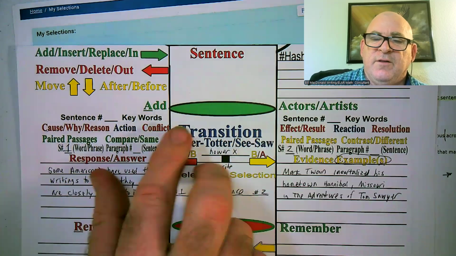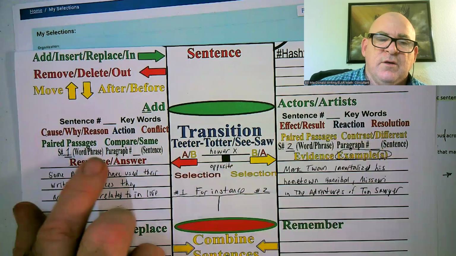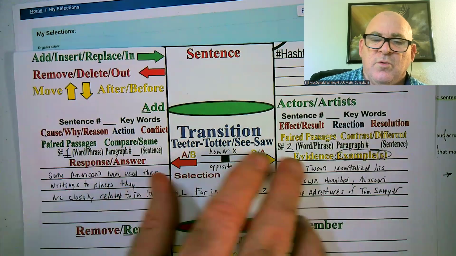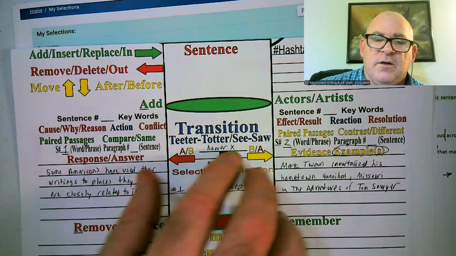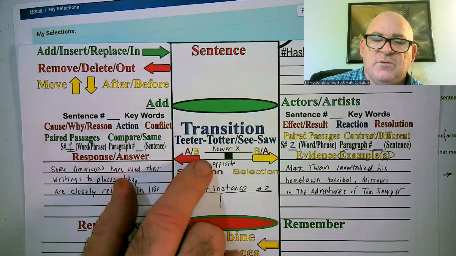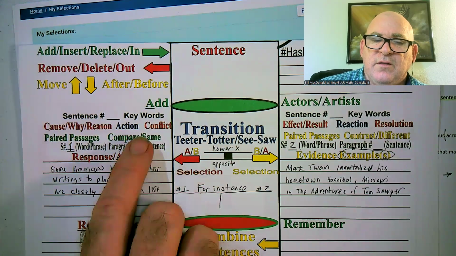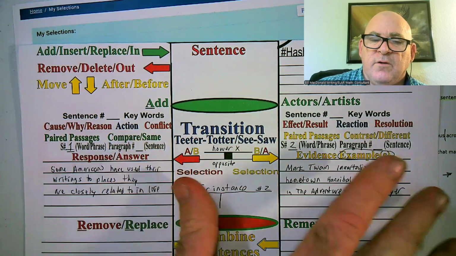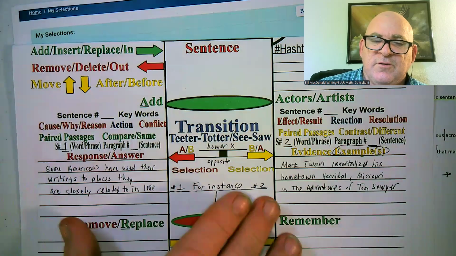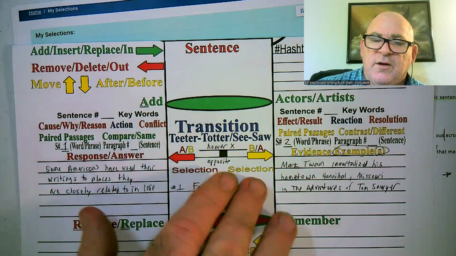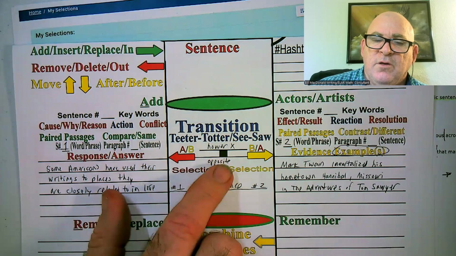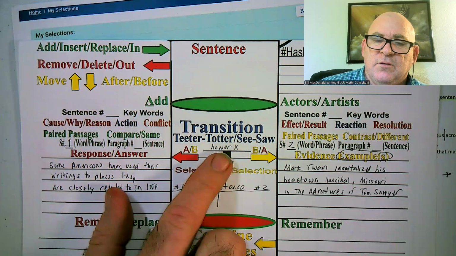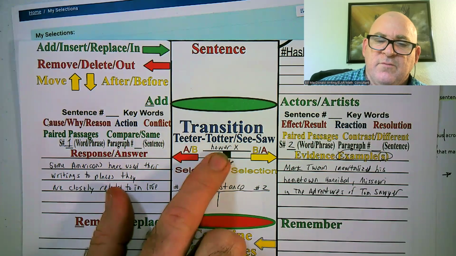Is it a conflict leading to a resolution? Is it a paired passage where you're comparing and contrasting two things? How are they the same? How are they different? Well, let's check all 4 letters and find out. But that's not what we're working on here. We're just trying to figure out what in the world belongs in this teeter-totter right there instead of the word however.